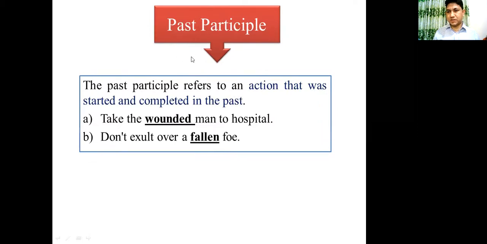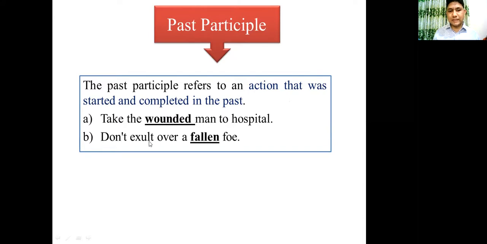Next one is past participle. Past participle refers to an action that was started and completed in the past. Very simple definition. Past participle means any type of action that was started and completed in the past. Okay, have a look. Take the wounded man to the hospital. Here, wounded man. This is the form of past participle. Here, man is a noun. This past participle form is used to modify man, wounded man.